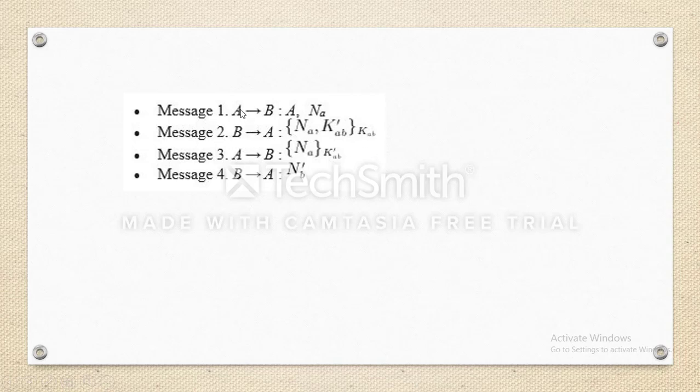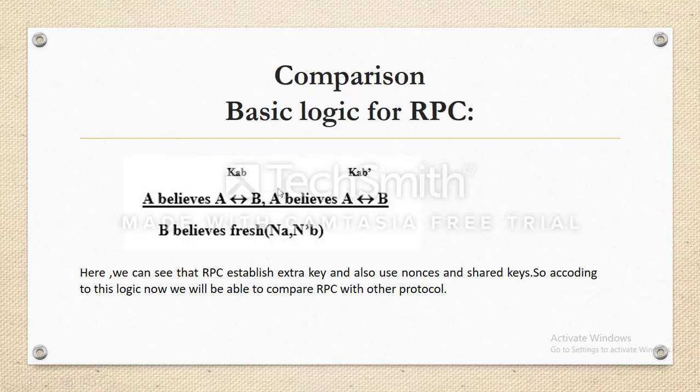We can see that previously A sent a message to B encrypted with their shared key KAB, but here there is no shared key KAB. After that B accepts the message and sends another message to A, which contains the nonce of A and the new session key, K prime AB. At last B sends A a message that is the nonce of B.